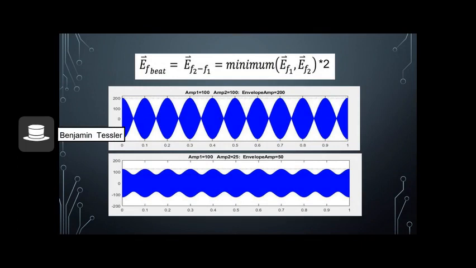To get a better intuition for temporal interference, I've put up two examples of two temporally interfering waves. This is the resultant wave of the summation of two frequencies, the top with equal intensities and the bottom with unequal. The envelope amplitude is double the minimum of the two.